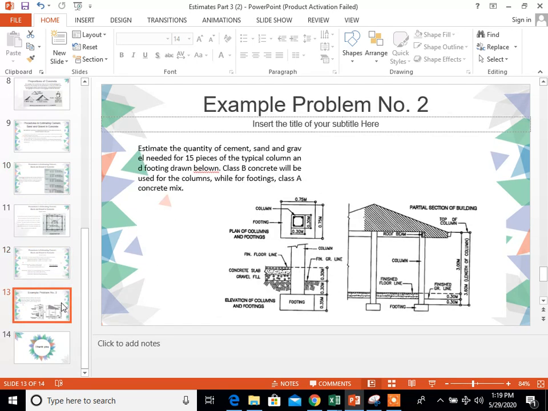Then for example problem number 2. Estimate the quantity of cement, sand, and gravel needed for 15 pieces of the typical column and footing drawn below. As you can see, we have a column and a footing. This is the elevation plan, and this is the top plan. Class B concrete will be used for the columns, while for the footings, Class A concrete mix.